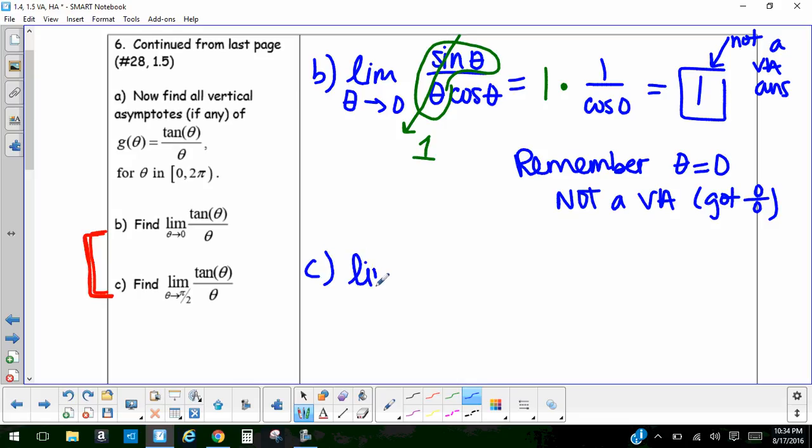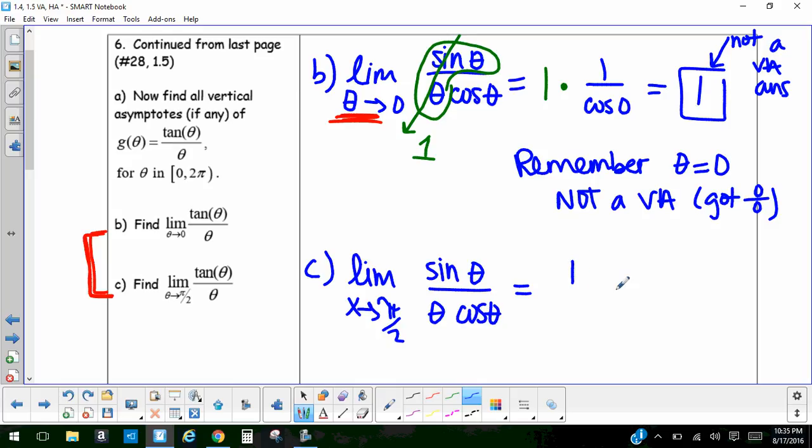Okay, for part C, let's look at the limit as theta goes to pi over 2. Now, if you remember, that was a vertical asymptote, so our limit should be infinity or negative infinity. As we take a look at that, sine theta over theta does not go to 1, because that only happens if I was approaching 0 or plus or minus infinity. When I approach pi over 2, I can just plug in. I can find the sine of pi over 2.